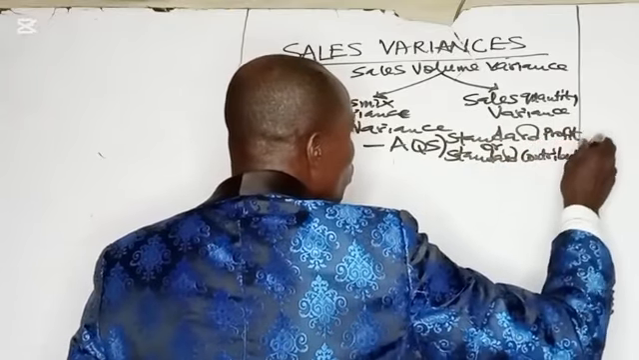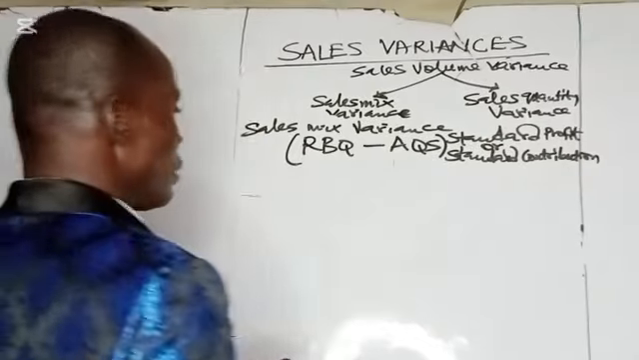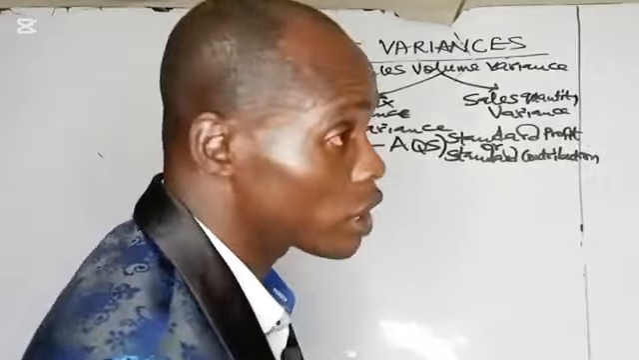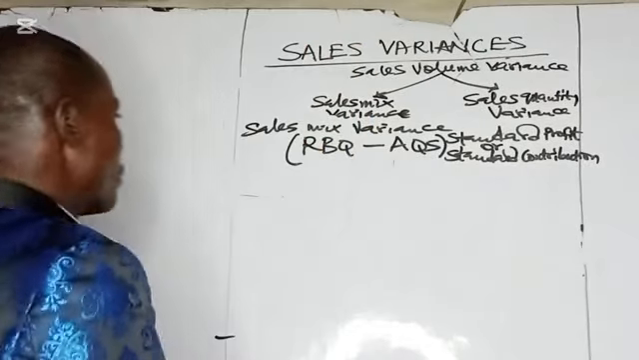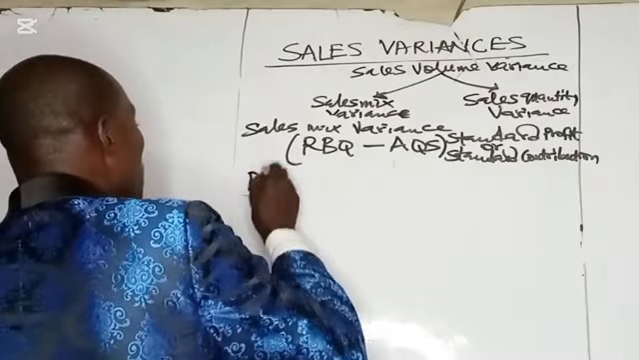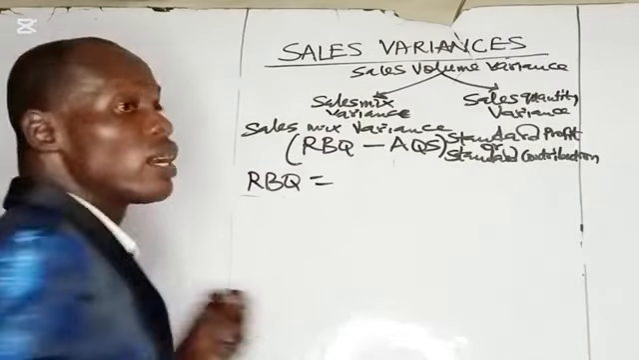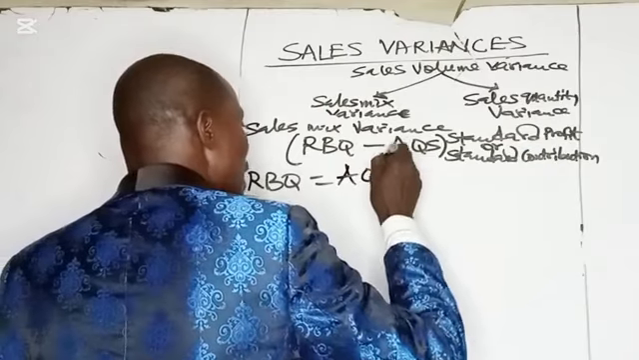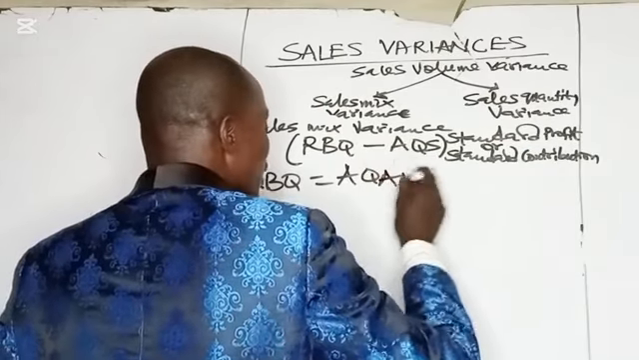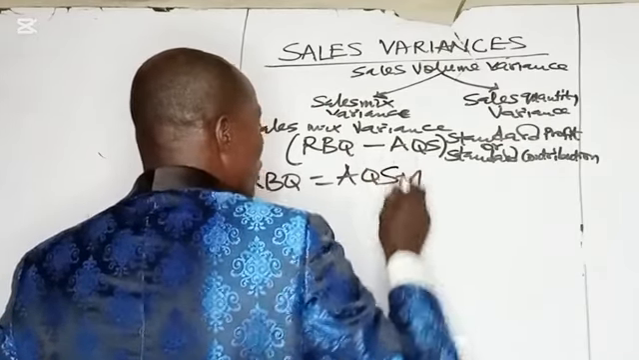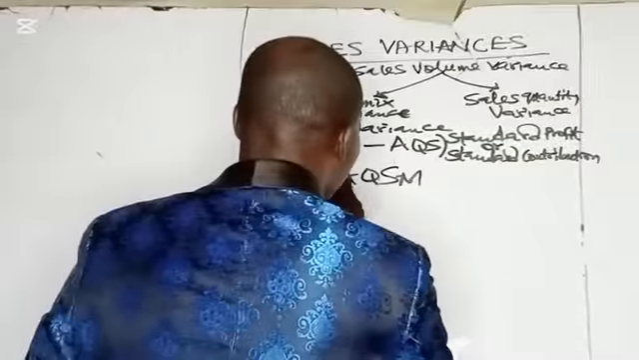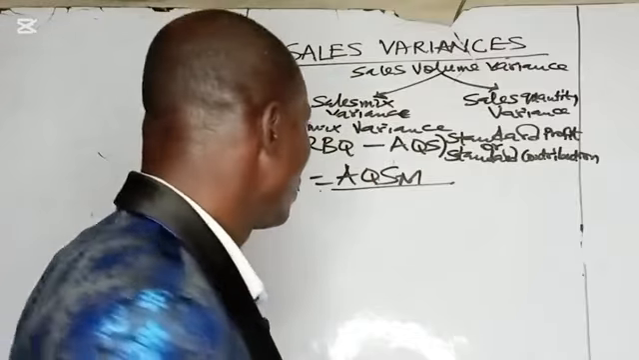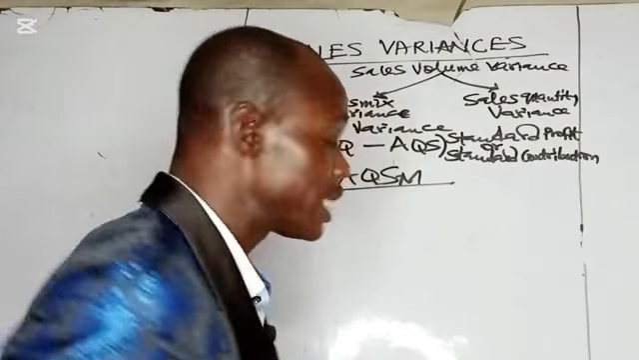Remember, I've told you where it is marginal costing, school of thought, you use contribution, and where it is absorption costing, you use profit. Your revised budgeted quantity is equal to actual quantity times standard mix. Actual quantity times standard mix. I will explain better when I'm taking the question as a worked example.